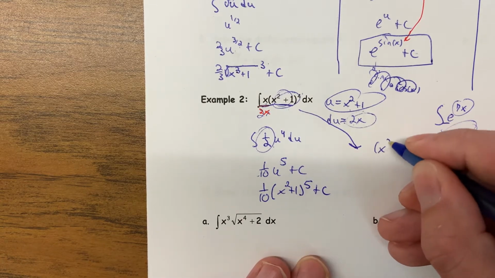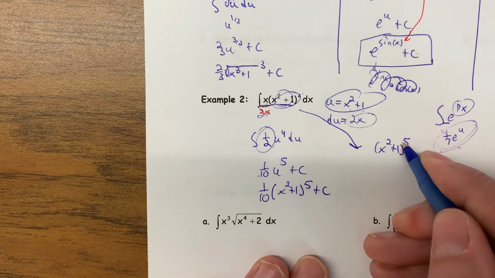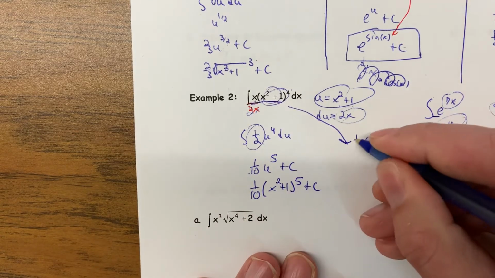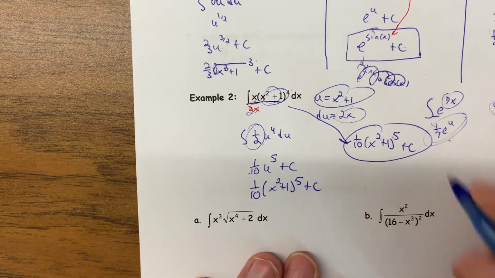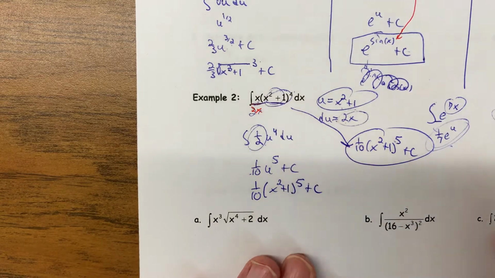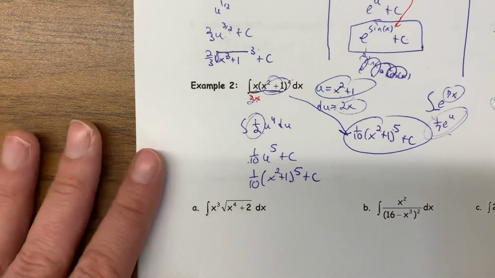And this will be x squared plus 1 to the fifth power. I need to divide by 5. I need to divide by 2. That's dividing by 10. You don't have to do substitution. You can kind of just see what the reverse of the chain rule is, and that goes a little bit faster.